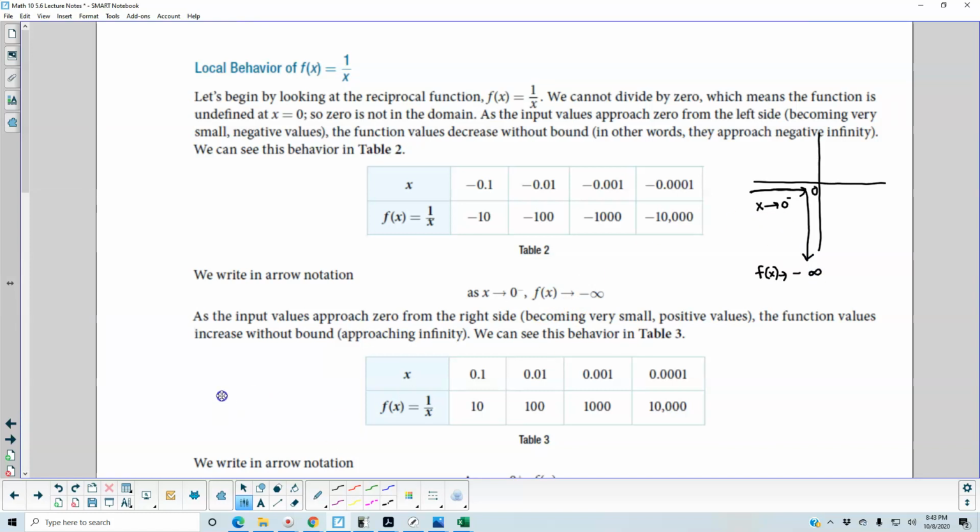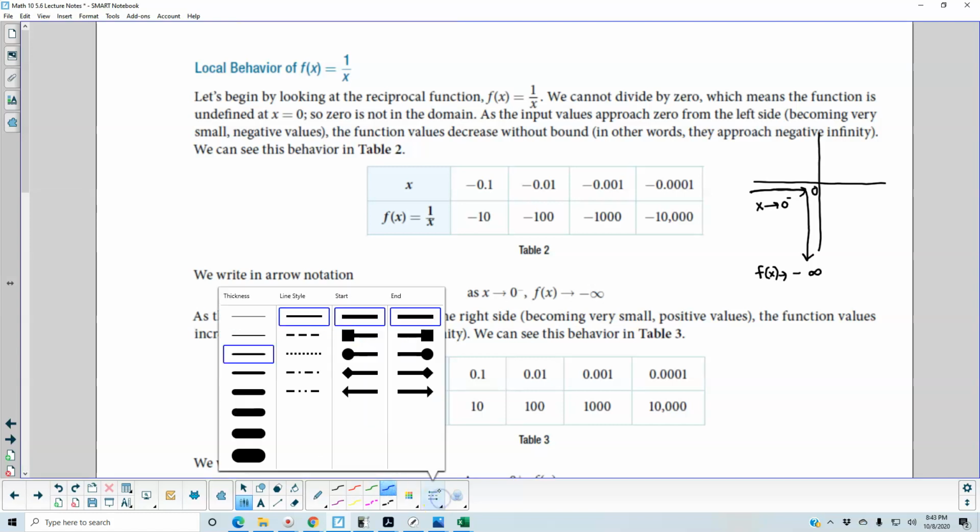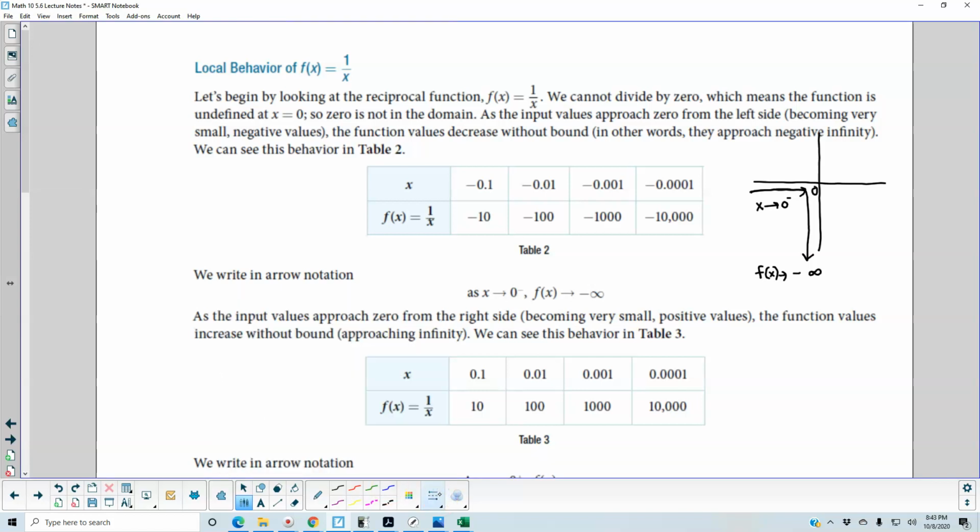Now, if you take a look at the input values approaching 0 from the right-hand side, and it's becoming very small, you'll notice we're going from 0.1, 0.01, 0.001, 0.0001. It's getting closer and closer to 0. So the direction is going towards 0.